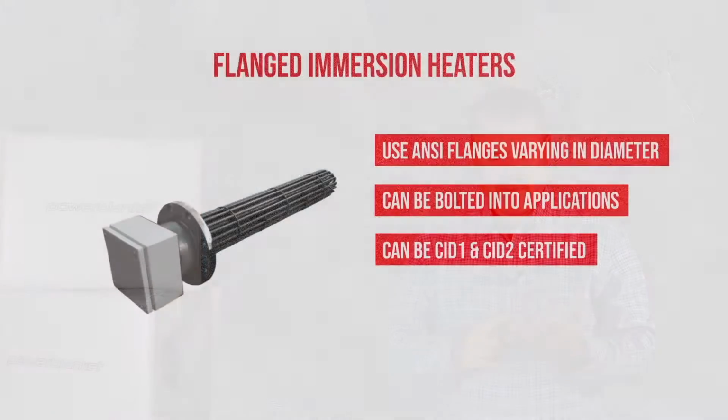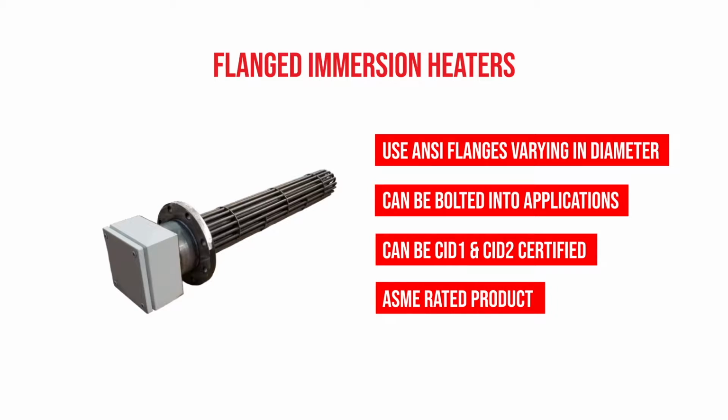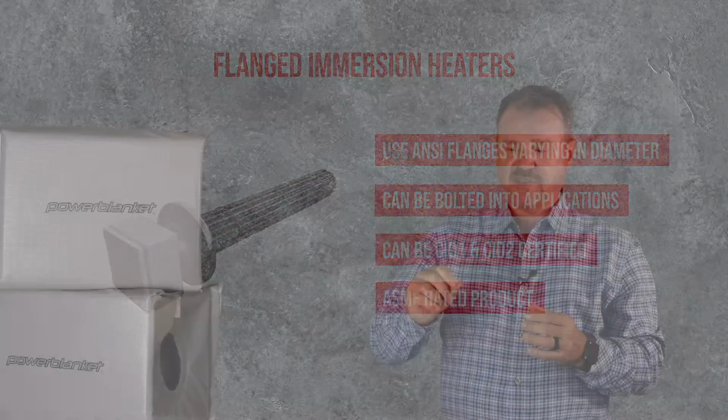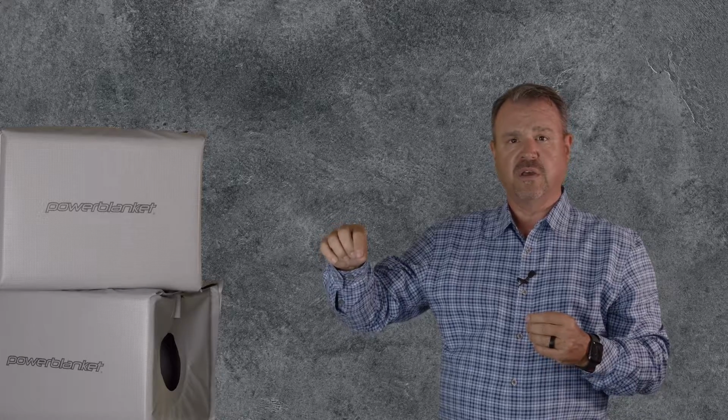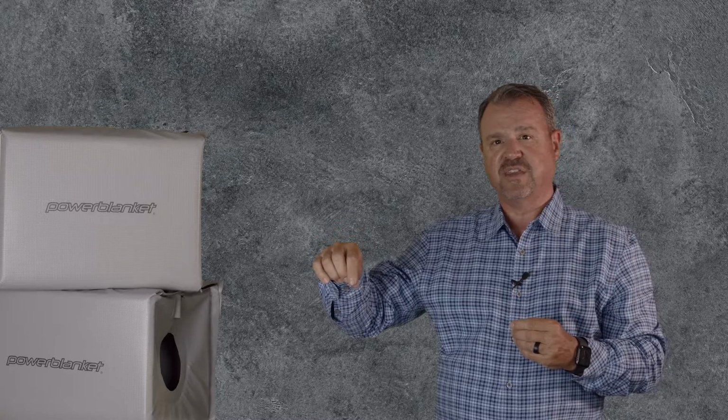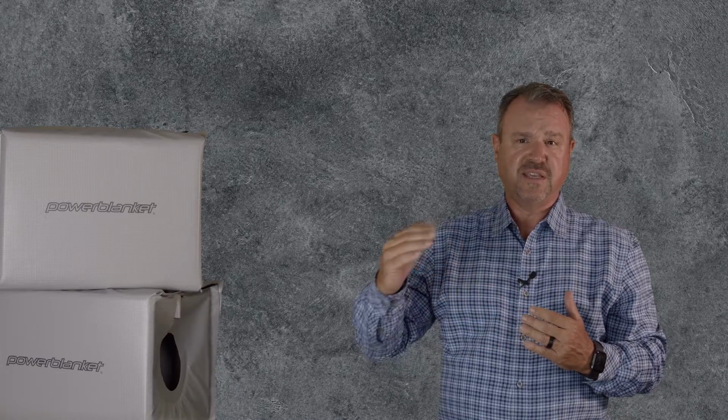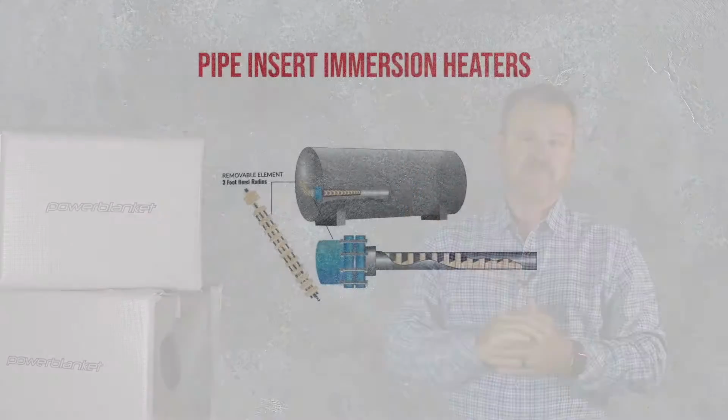Flanged immersion heaters are able to be Class 1 Div 1 and Class 1 Div 2 certified. They can also be rated for ASME design and pressure ratings. So they're an ASME rated product, so they can be installed into an ASME vessel. These heaters often deliver a great deal of heat in a short period of time. So one of the things that's most important on these heaters is the protection of the heater from runaway or overtemp protection. And they'll almost always build an overtemp thermocouple on the surface of the heater so that the end user knows that the heater itself doesn't overheat and run away.